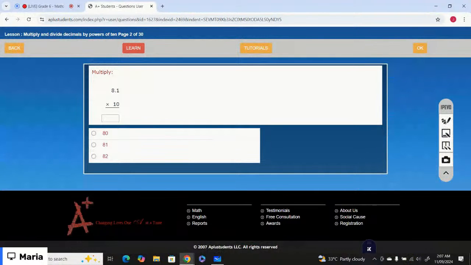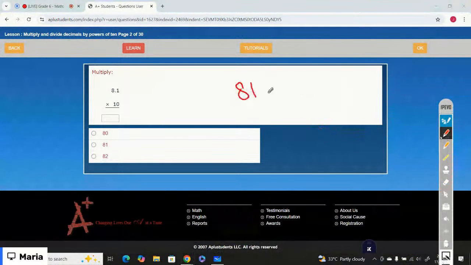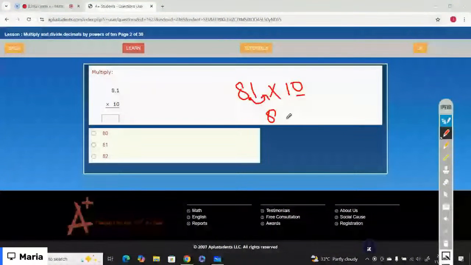Okay, so 8.1 times 10. So 10 has only here multiplying, not dividing. So multiplying and dividing: when you multiply, you move the decimal point to the right. When you divide, you move the decimal point to the left. So you are multiplying, so the decimal point would move to the right. Because 10 has only one zero, you need to move the decimal point one place right. So it moved here. So that is 81. So when multiplying, decimal points are moved to the right-hand side, and when dividing, decimal points are moved to the left-hand side.